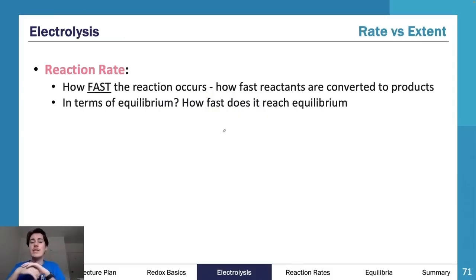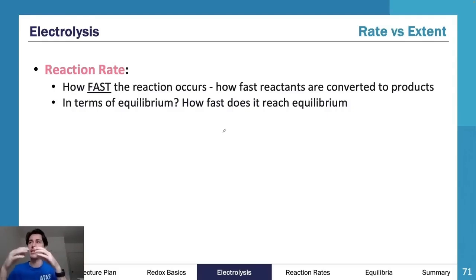So that is essentially how you increase your reaction rates. And that is all you really need to know for reaction rates. The only other thing with reaction rates that sort of leans onto equilibria is this idea of what about rate versus extent? Well, rate, we just discussed, is how fast things go, and we want to increase the speed. What about in terms of equilibrium? How fast does it reach equilibrium?